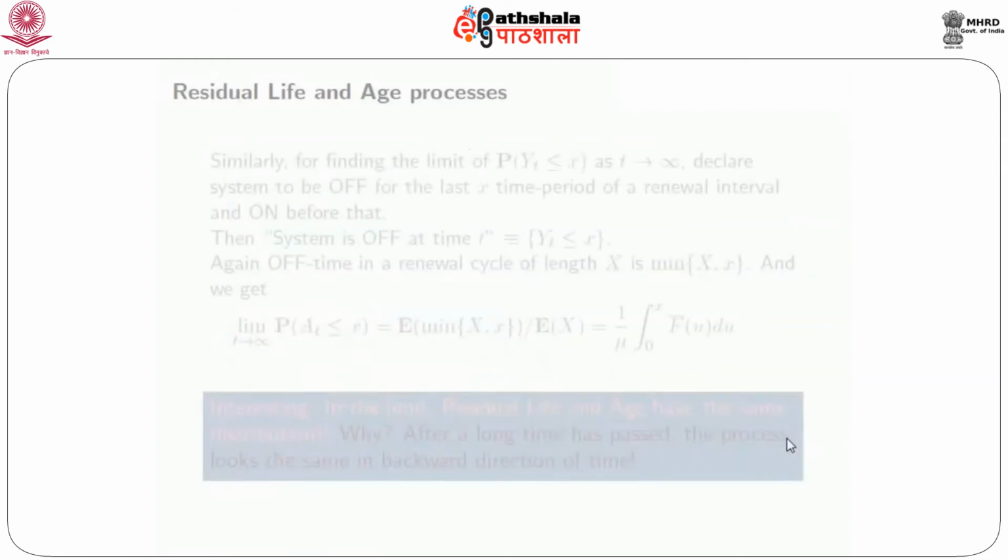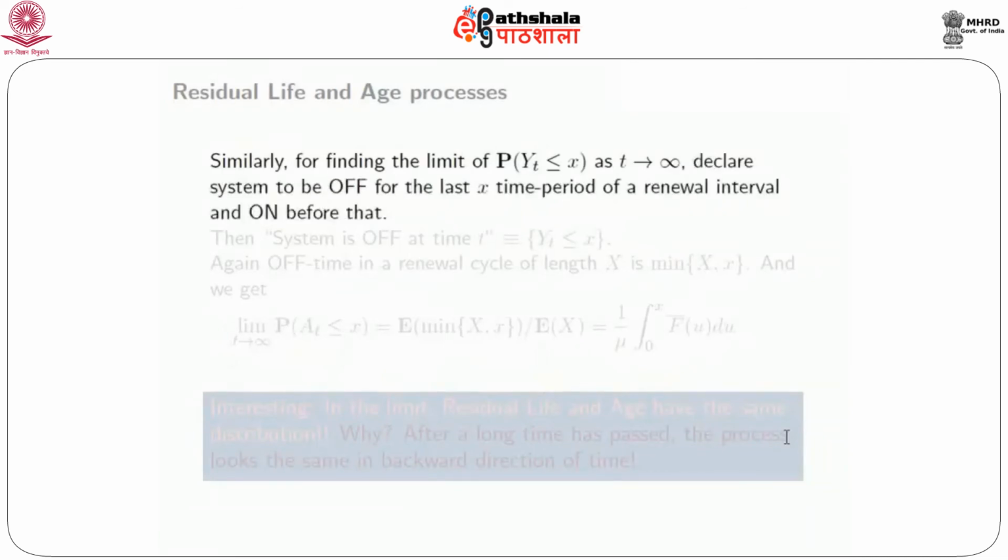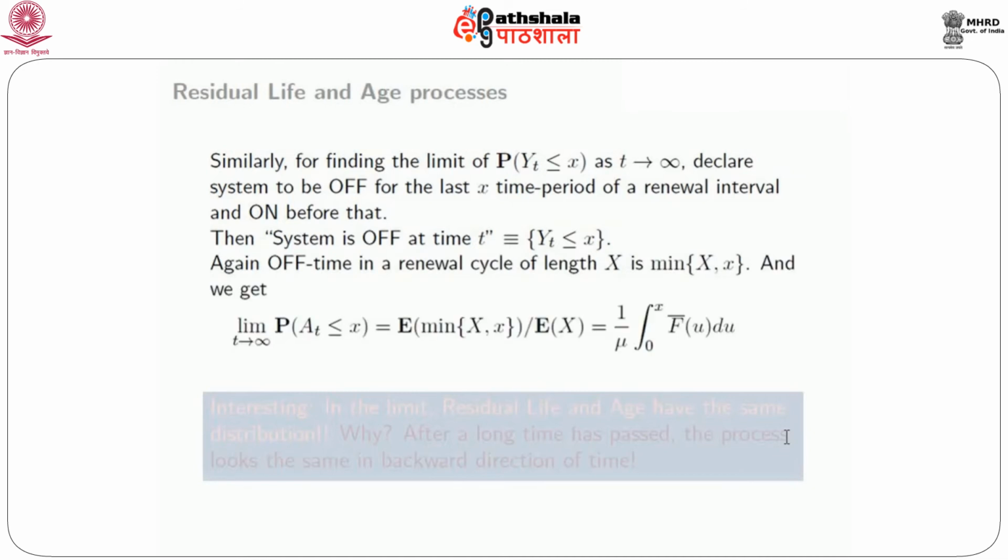Okay, next, suppose I wanted to find the limit of the probability that residual life is less than or equal to x as t goes to infinity, so that will be the limiting distribution of Y_t. Now declare the system to be off for the last x time period of a renewal interval and on before that. Then the system is off at time t is the same thing as saying Y_t is less than or equal to x. So again, the off time in a renewal cycle of length X is the minimum of X and x, and therefore we get again a very similar result.